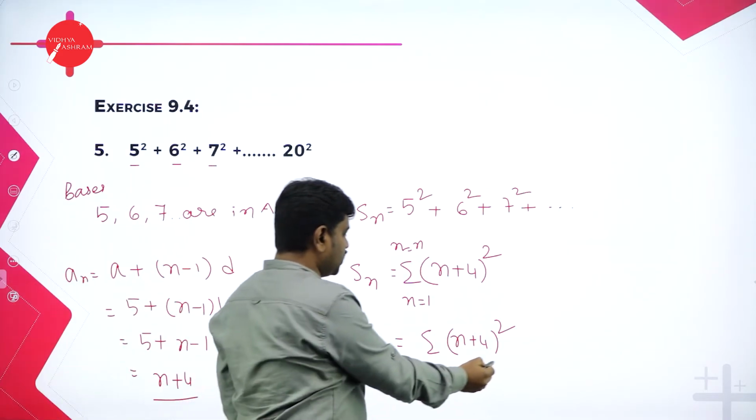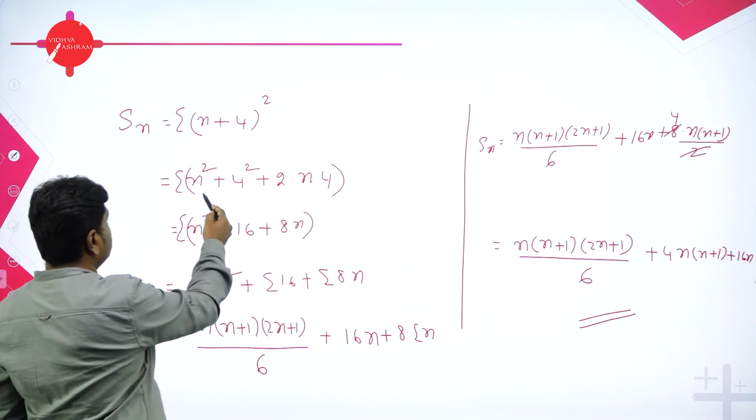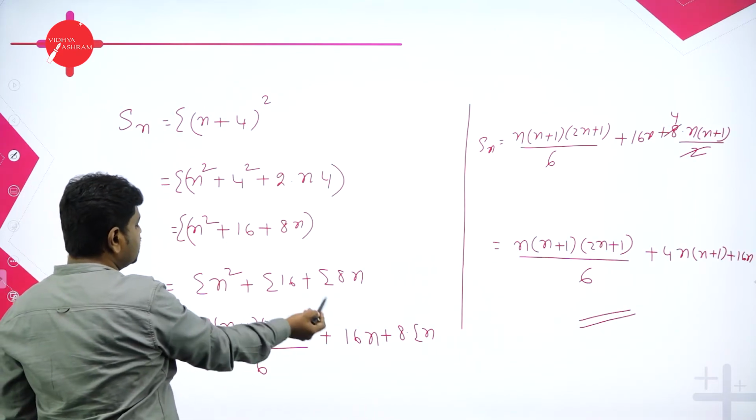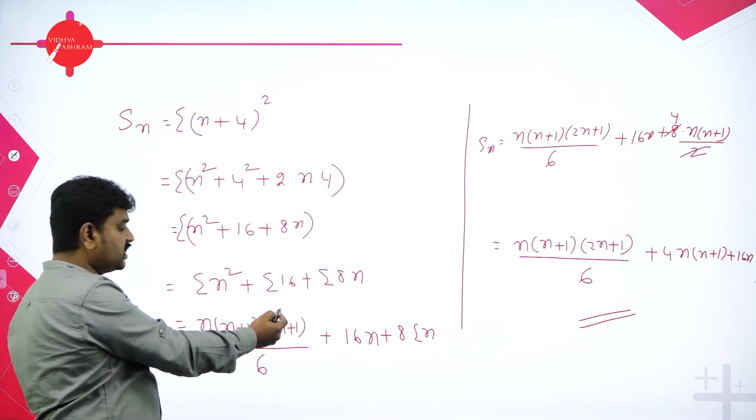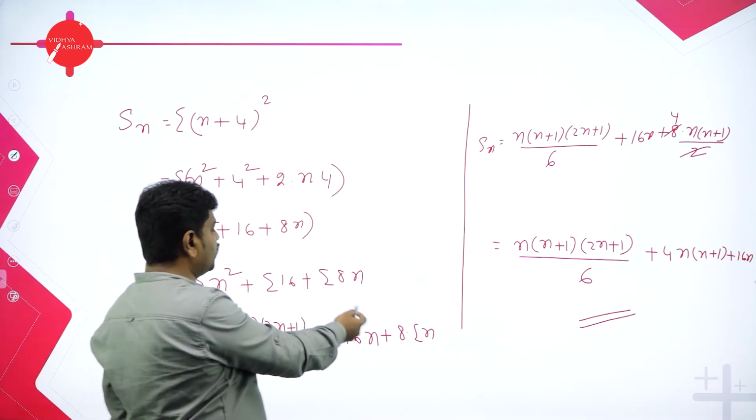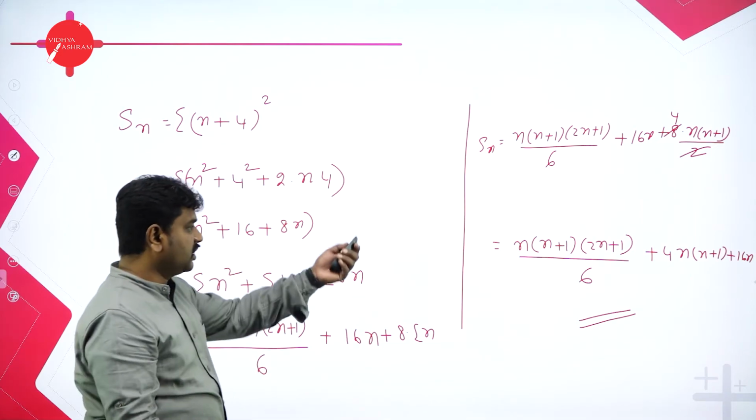Here what we observed is that the bases 5, 6, 7 are in AP. I wrote the general term in AP as n plus 4 the whole square. A plus b the whole square is a squared plus b squared plus 2ab. Then apply sigma: sigma n squared, sigma of a constant is constant into n, sigma 8n is 8 into sigma n. Apply it and leave it.